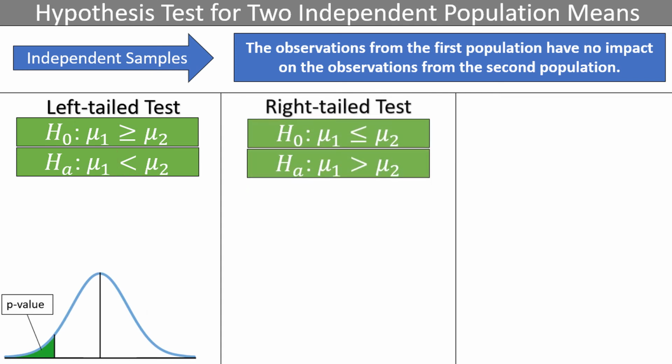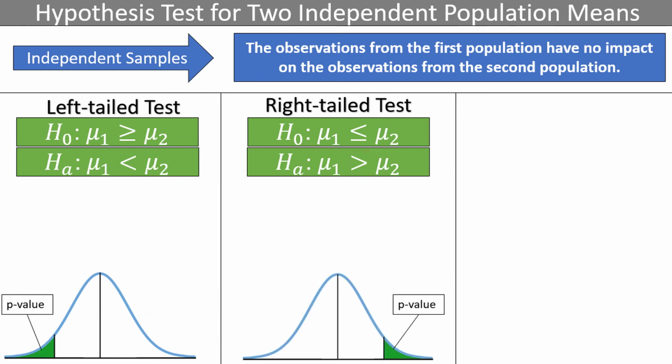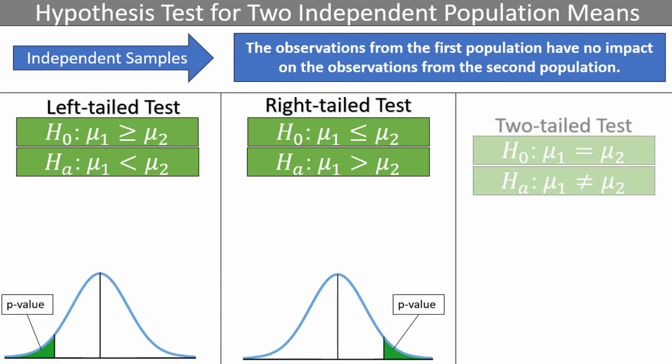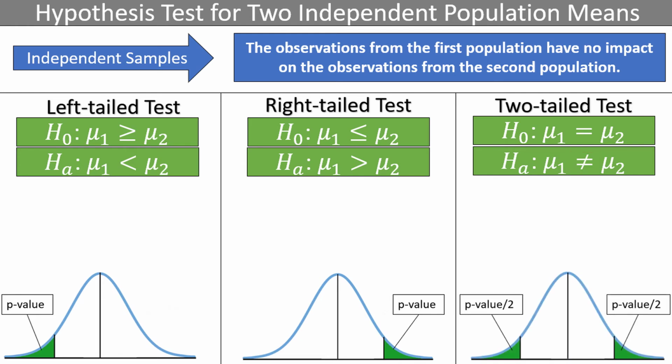For a right-tailed test, we believe the first population mean is greater than the second, indicated by a greater than sign in the alternative hypothesis, and the p-value is in the right tail of the distribution. For a two-tailed test, we believe there is a difference between the two population means, but we aren't sure which one is larger, indicated by a not equal to sign in the alternative hypothesis, and the p-value is the combined area in both tails. Note that the size of the p-value will vary based on the data, although I've drawn distributions showing relatively small p-values.